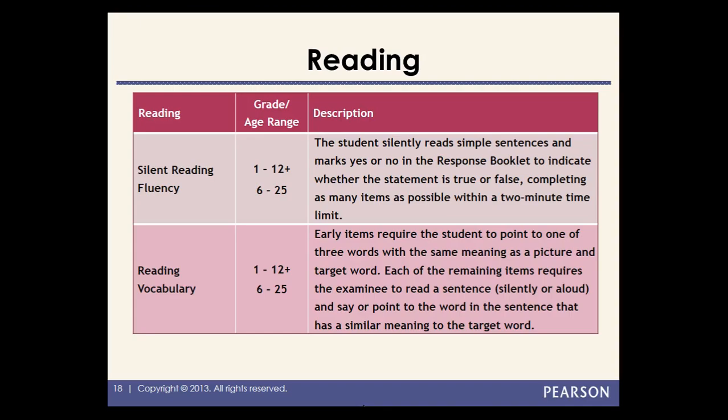For reading vocabulary, the earlier items in this test are going to require the student to point to one of 3 words with the same meaning as a picture and a target word. So they're going to see a target word and a picture, and then they're going to have to pick which one of the 3 words near it has the same meaning. I'll show you that in a minute, too. And each of the remaining items does require the examinee to read a sentence, either silently or aloud, and then say or point to the word in the sentence that has a similar meaning to the target word.